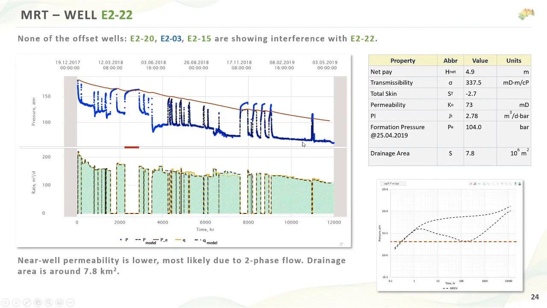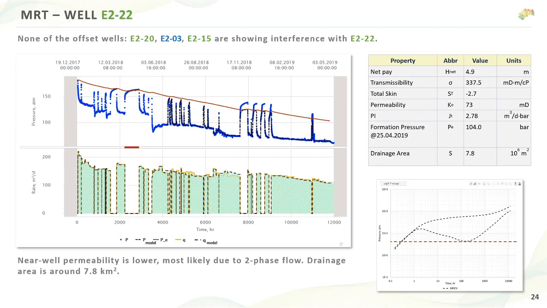All right, now to the results. What we can see here is, unfortunately, none of the offset wells, including well number 20, is showing any pressure impact onto well 22. So we see quite stable reservoir boundaries. They could be either static or dynamic, but we just cannot see any well interfering particularly with this well number 22.